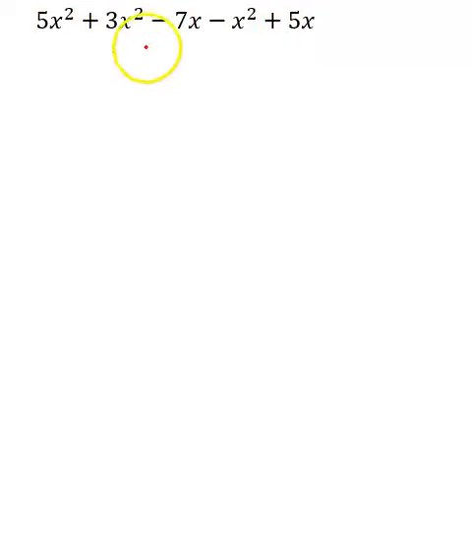So in this problem, we can see there are variables: some of them are x squared, x squared, x squared, and some of them have x and x. The operations between them are additions and subtractions. So this is an addition and subtraction of variables.